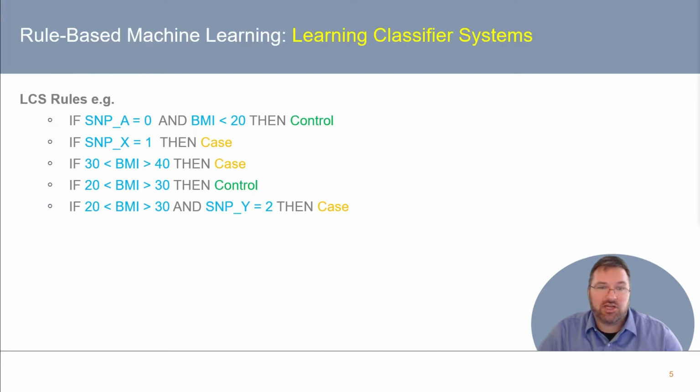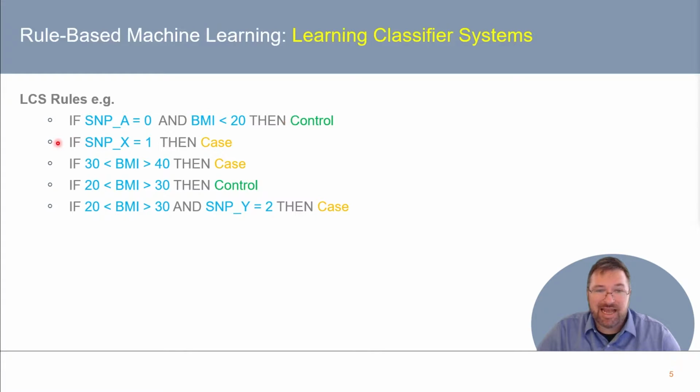Let's start our discussion of LCS by looking at a really simple example rule set that might be trained on some biomedical data with both genetic and clinical features in it. Here, we're trying to classify cases from control outcomes. This first rule indicates that if a genetic feature labeled as SNP A has a value of 0 and the body mass index of a patient is less than 20, they are predicted to be a control.